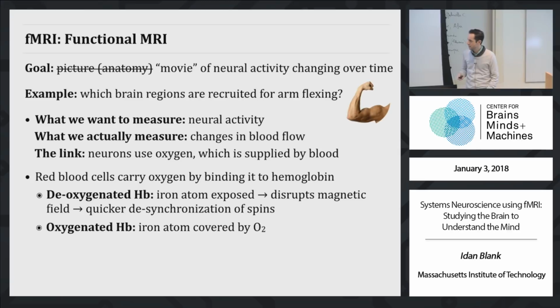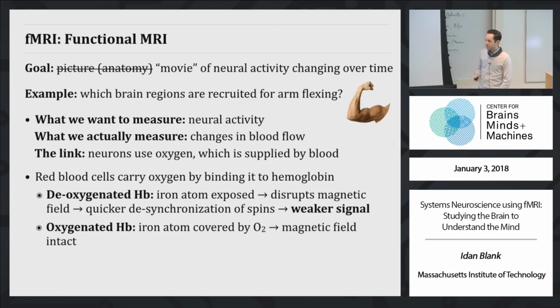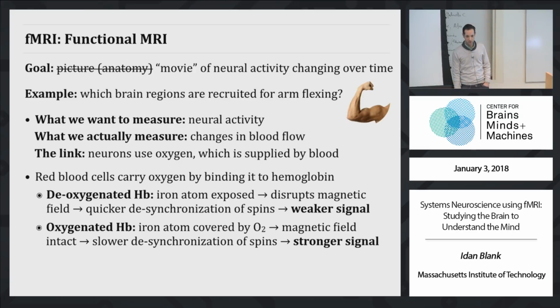All right, so what happens is that if we have an iron atom exposed, it disrupts the magnetic field. That means that the desynchronization or dephasing of the spins is quicker, and so we get a weaker signal. But if the iron atom is covered, if I have molecules carrying oxygen, then the magnetic field is relatively intact, so the desynchronization is slower, and we get a stronger signal.